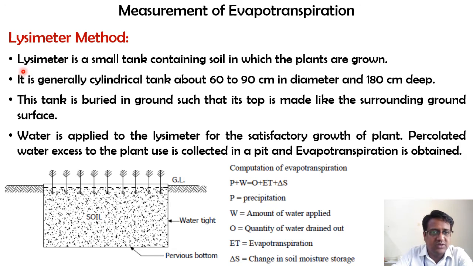A lysimeter is a small tank containing soil in which the plants are grown. It is nothing but a tank with soil in which the plants will be grown. It is generally a cylindrical tank about 60 to 90 centimeters in diameter and 180 centimeters deep. So the diameter will be 60 to 90 centimeters and the depth will be 180 centimeters.